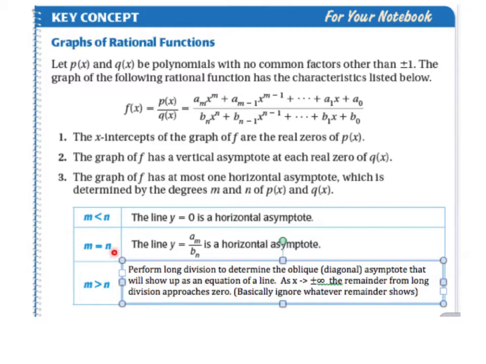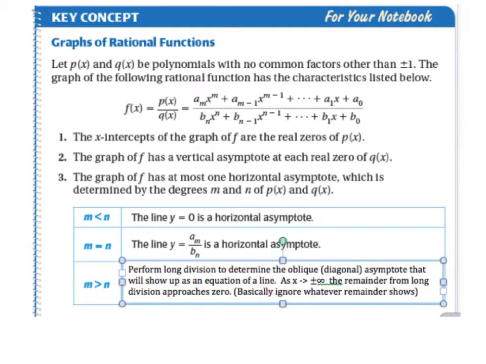If they're the same power, then you just look at the coefficients and you get your horizontal asymptote. If the numerator's power is greater than the denominator's, then what you have is an oblique asymptote. Your job will be to perform long division and then determine the oblique or diagonal asymptote that will show up as an equation of a line.